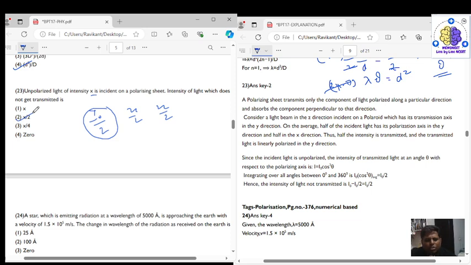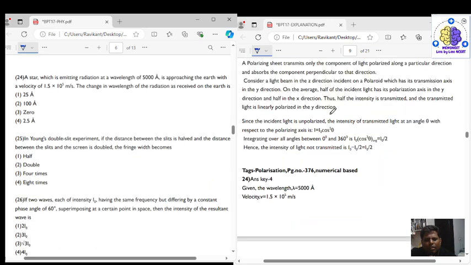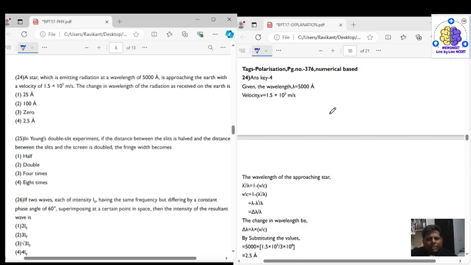Now let's come to question number 24. Question number 24 says that a star which is emitting radiation of wavelength 5000 angstrom is approaching the earth with a velocity of 1.5 into 10 to the power of 5 meter per second. The change in the wavelength of the radiation as received on the earth is, right?